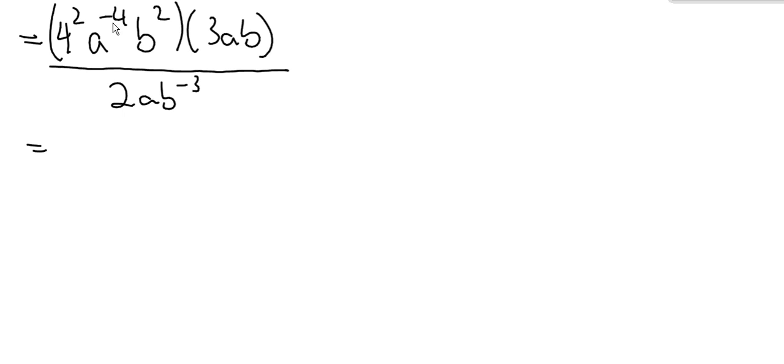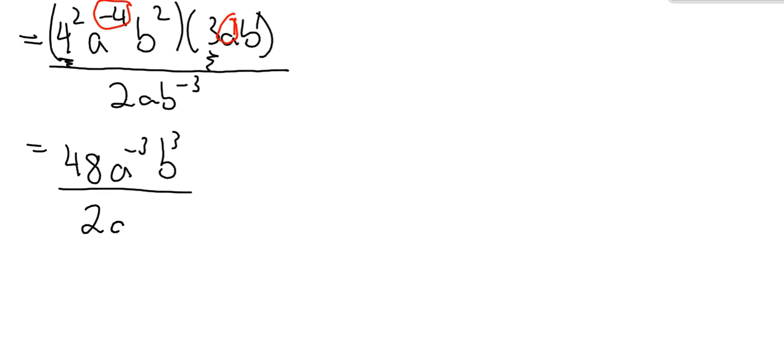So any math I can do on the top of the fraction, I'm going to do it all the way. If there were math to do in the bottom, I would do the same thing. So 4 squared, 4 times 4 is 16. So 16 times 3 is what I have to do. 16 times 3 is 48. Then I have a to the negative 4 times a to the 1. So the rule says I have to add those exponents. Negative 4 plus 1 is negative 3. And then I have b squared times b to the 1, add those exponents, that's b cubed. So this is what I have so far.